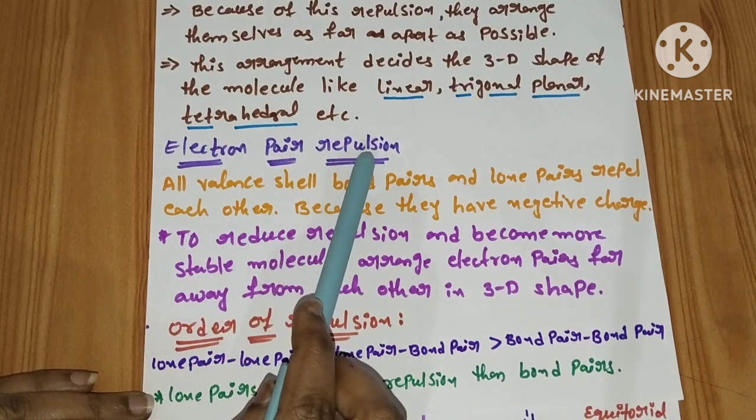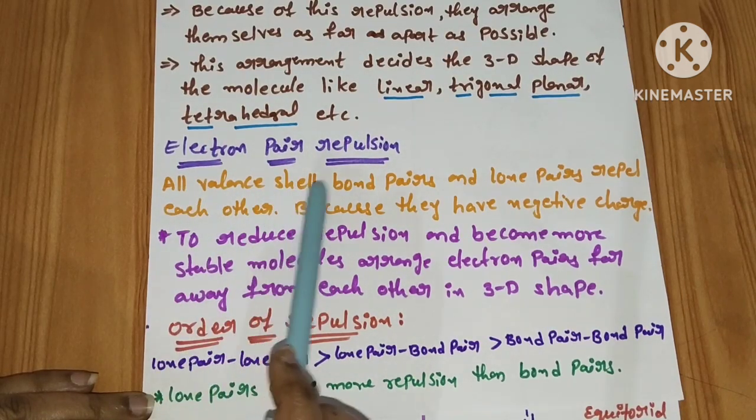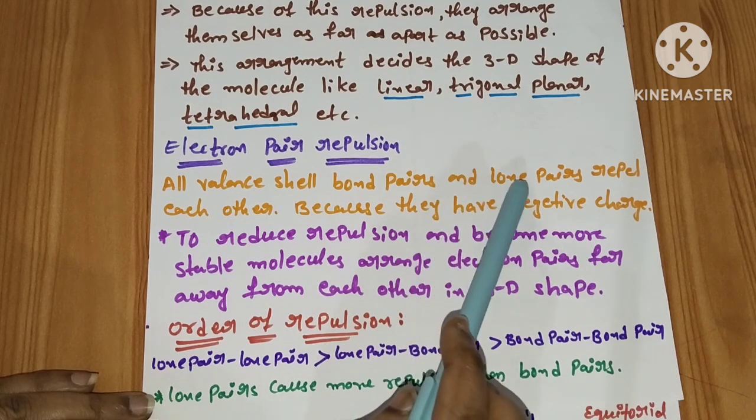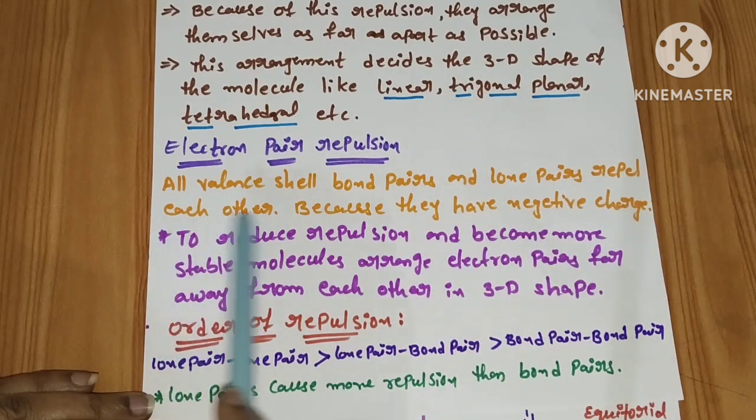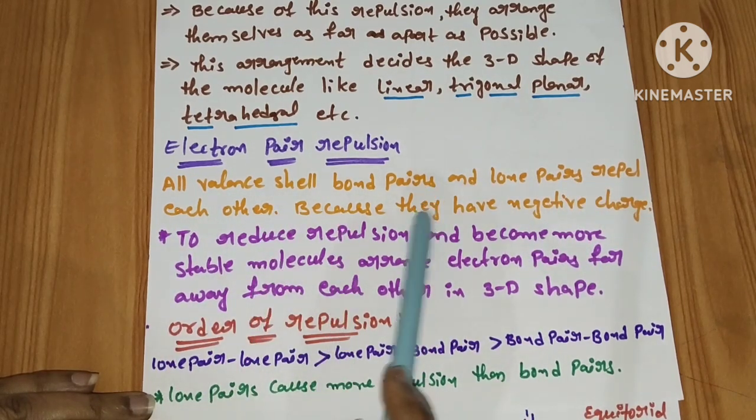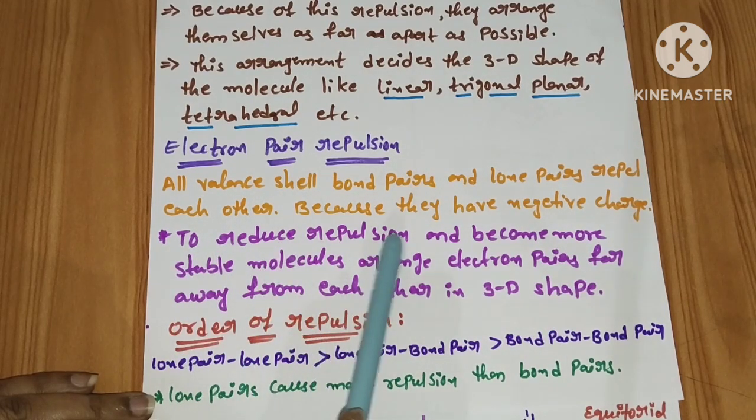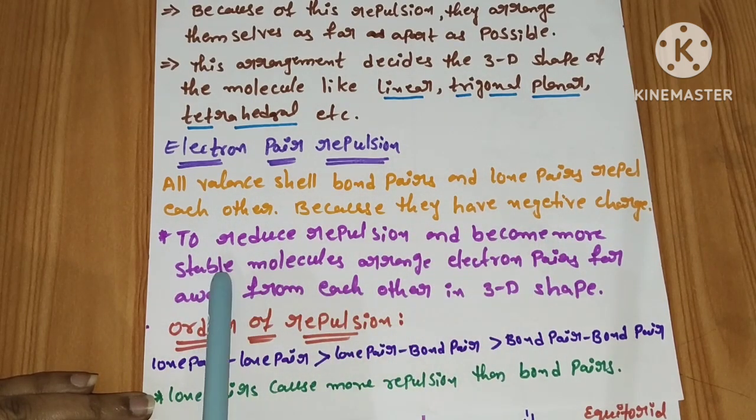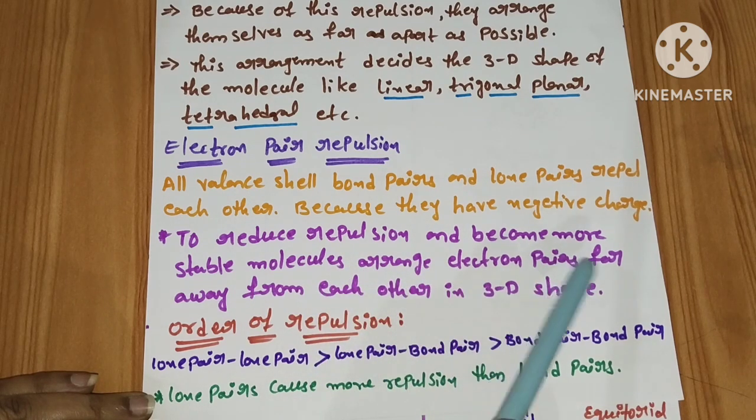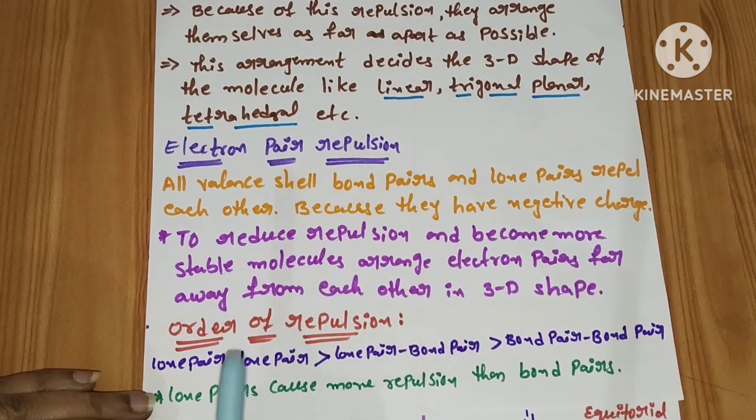Electron pair repulsion: all valence shell bond pairs and lone pairs repel each other because they have negative charge. To reduce repulsion and become more stable, molecules arrange electron pairs far away from each other in a 3D shape.